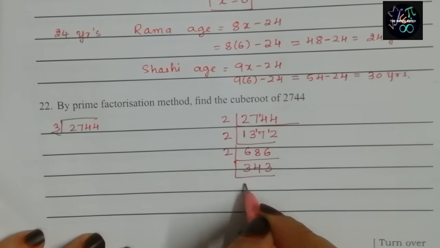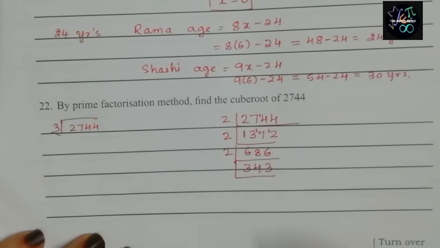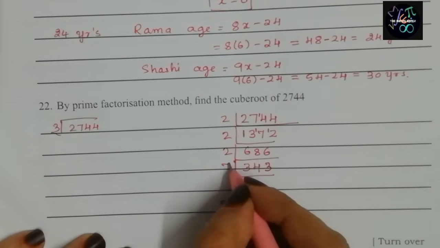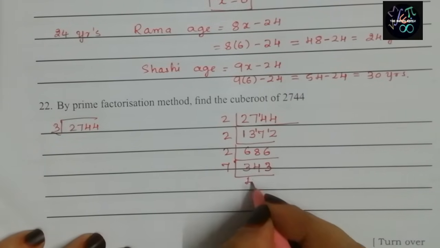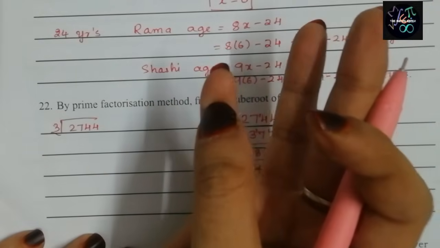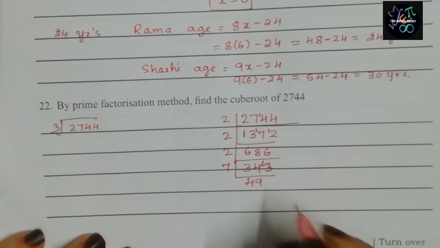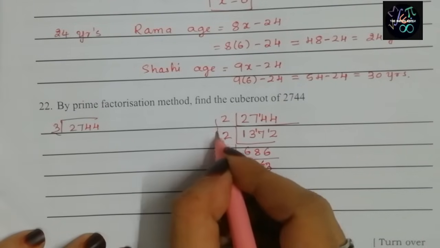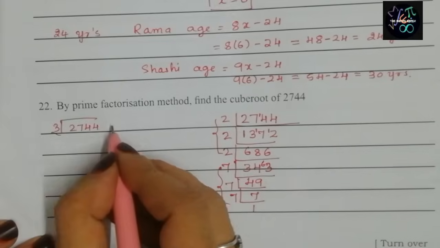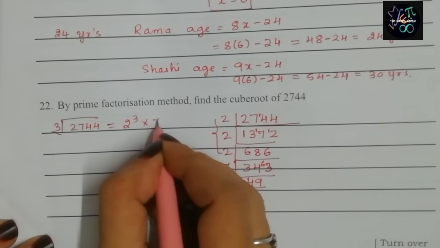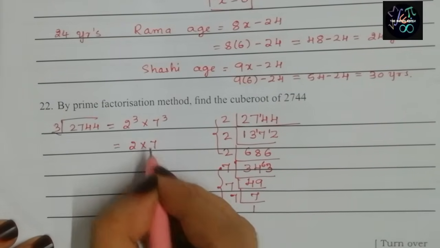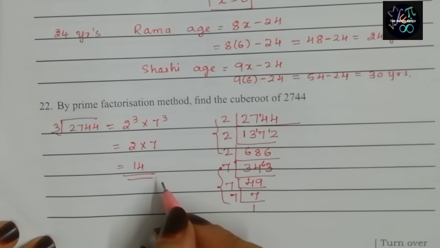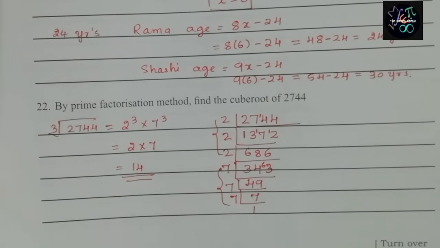Let us check in the 3 table. 3 1s are 3, 3 1s are 3, 1 carry. It won't go in the 3 table. And 5 it won't go because we know the last digit should be 5. Let us try 7. 7 4s are 28, 29, 30, 31, 32, 33, 34. So 6 remains. 7 9s are 63. Then 7 7s are 49. 7 1s are 7. We got a pair of 3. So what we got here is 2 cube into 7 cube. So our answer is 2 into 7. 7 2s are 14. So the cube root of 2744 is nothing but 14. This completes question number 22. Let us see the next question.